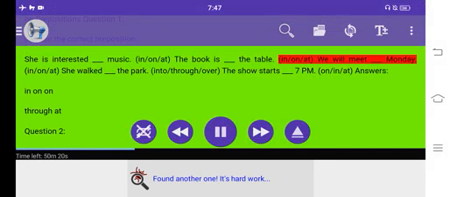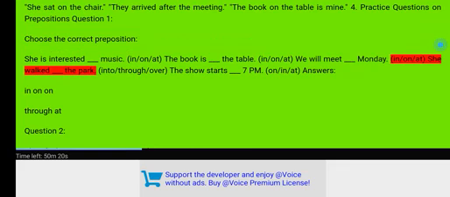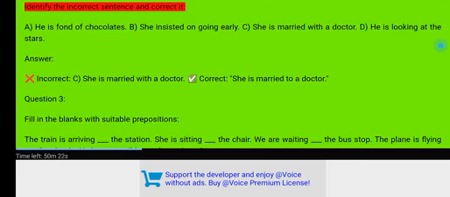In, on, at. We will meet ___ Monday. In, on, at. She walked ___ the park. In, at, through, over. The show starts ___ 7 p.m. On, in, at. Answers. In, on, through, at.